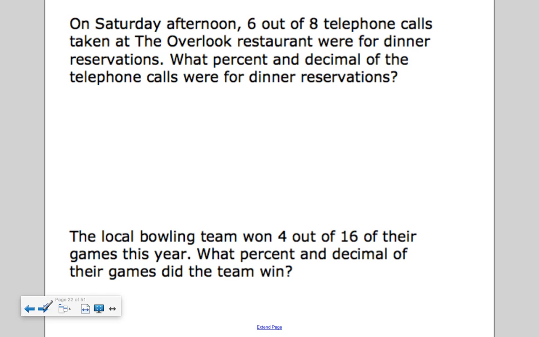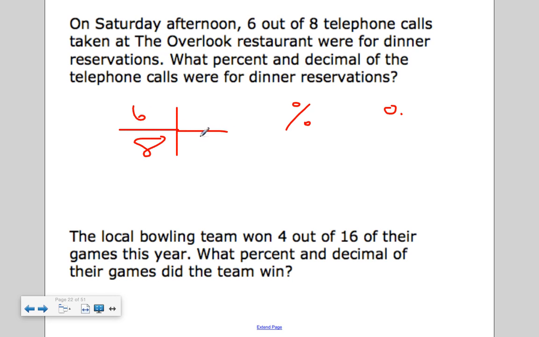Let's try one more example. On Saturday afternoon, 6 out of 8 telephone calls taken at the Overlook restaurant were for dinner reservations. What percent and decimal of the telephone calls were for dinner reservations? So part of the whole, or 6 out of 8, were for dinner. So I know our fraction. I need to find the percent, and I need to find its decimal equivalent. But what is the percent again? Per 100. Is this per 100?